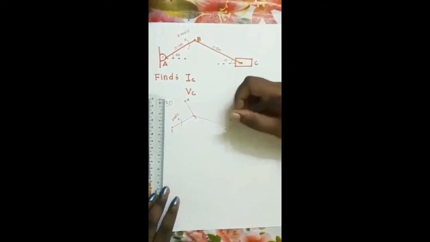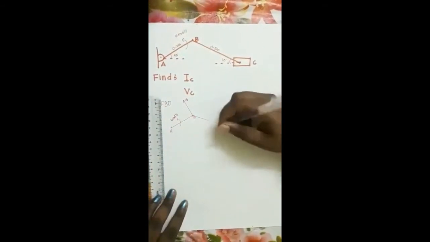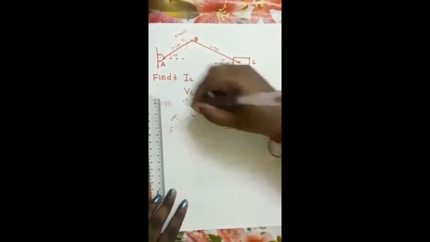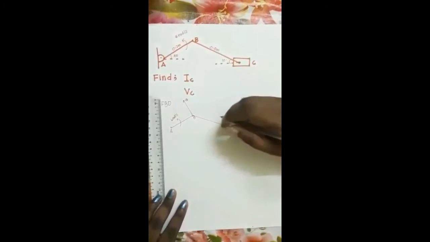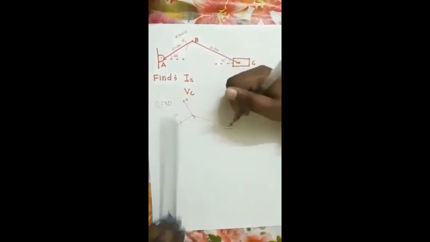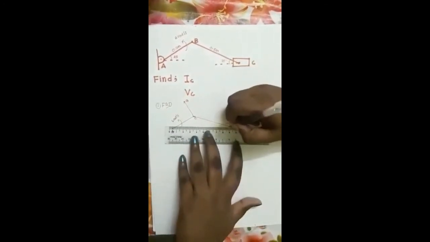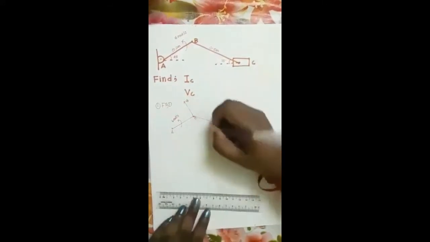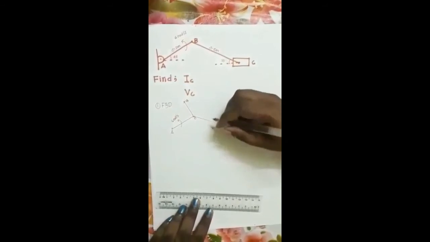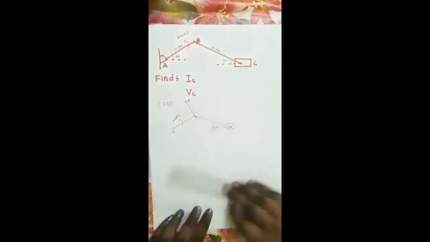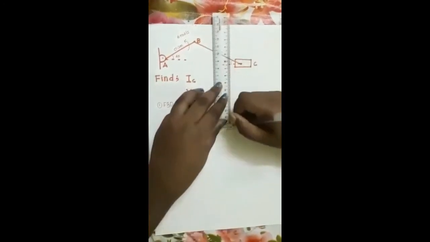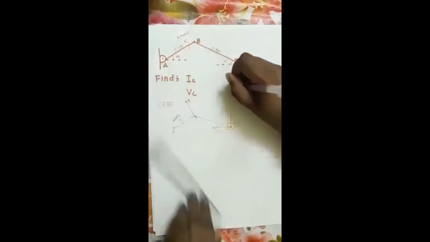Here in BC, since the link AB is moved anti-clockwise, thus the block C will be moved from the left to the right. We assume that block C moved to the left, so the velocity will be left. VC, since the VC is to the left, velocity of C must be perpendicular to the length of C.